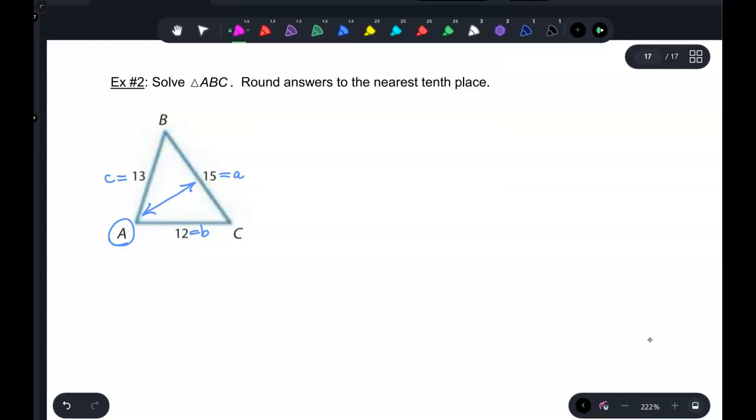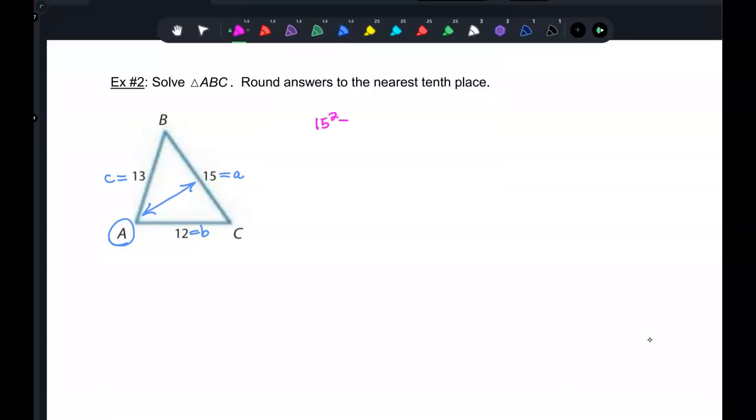So I have the side, that's 15 squared, equals, now it's the other two squares, 12 and 13, minus 2 times 12 times 13 times the cosine of A, because the angle A is what I'm looking for here. Okay, 15 squared is 225.